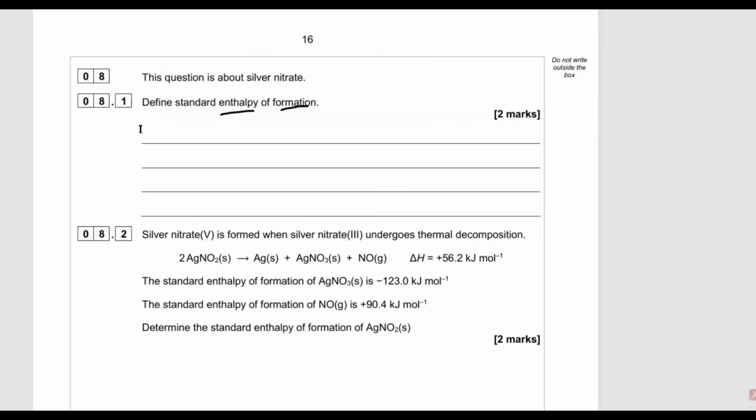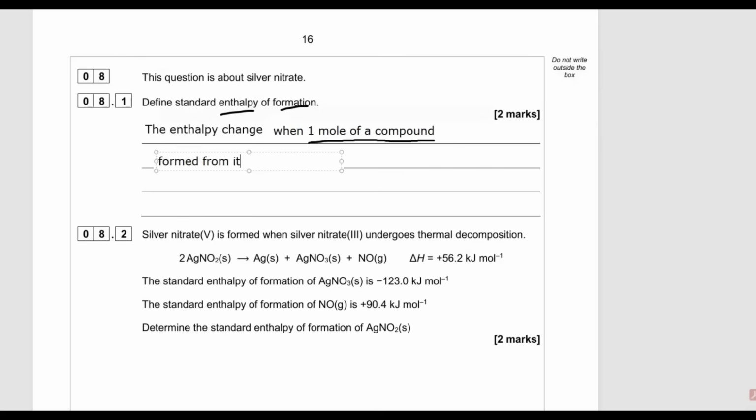So, this question is about silver nitrate. Define the standard enthalpy of formation. So, really, this one is just a standard asking you the question. When you get on to A2, it's the enthalpy change when 1 mole of a compound is formed from its elements under standard conditions, okay?